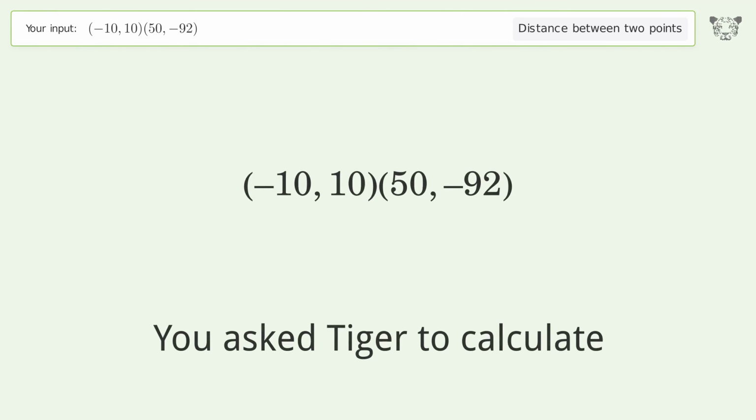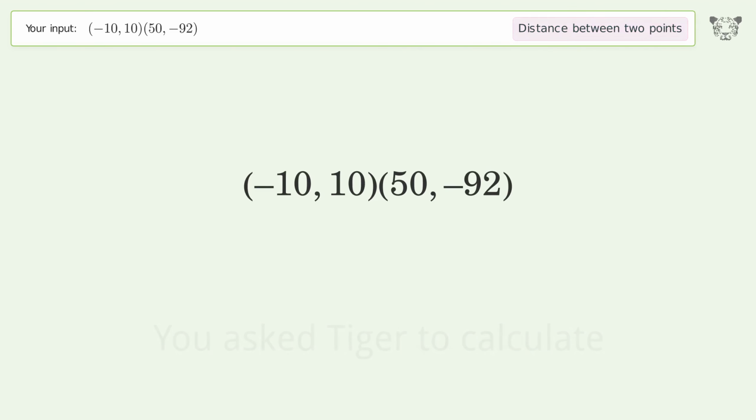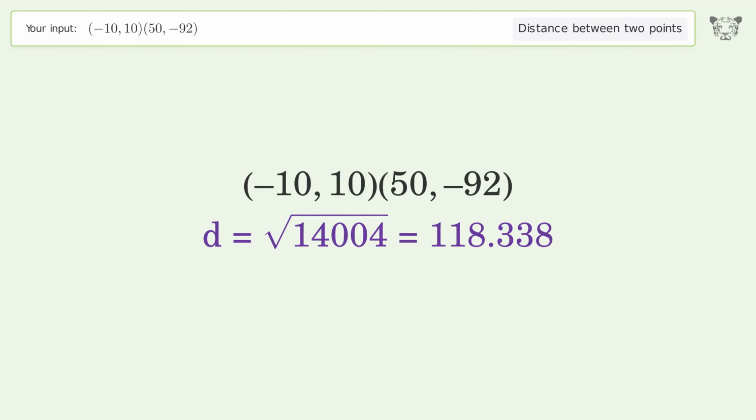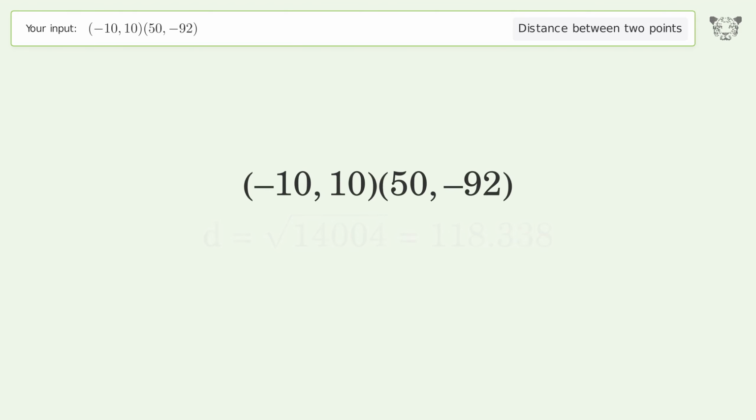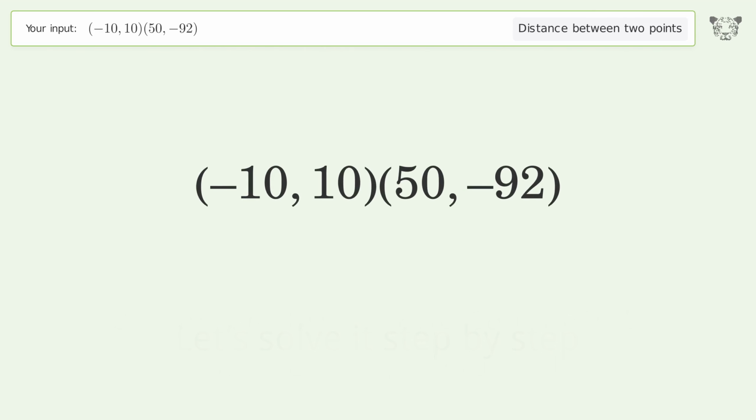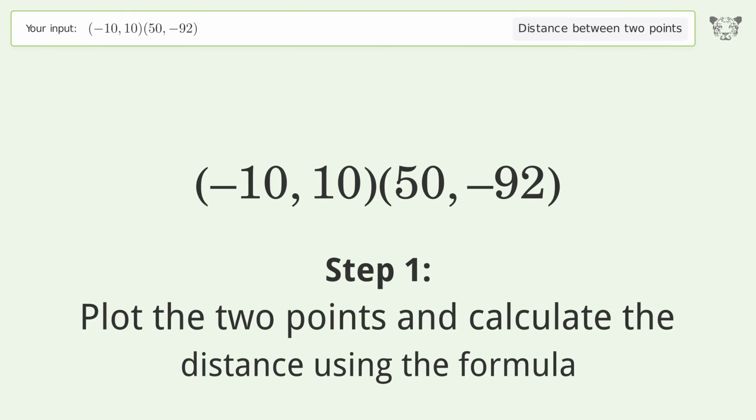You ask Tiger to calculate. This deals with the distance between 2 points. The distance between the 2 points is the square root of 14,004 or 118.338. Let's solve it step by step. Plot the 2 points and calculate the distance using the formula.